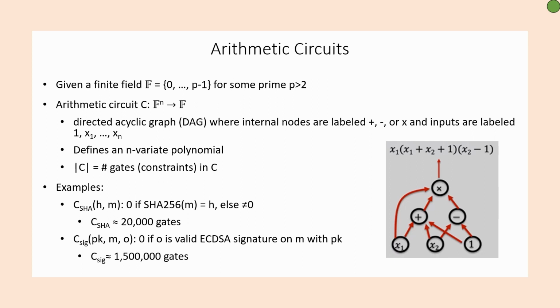Let's look at two examples of arithmetic circuits. The first is C-SHA, which is a circuit for verifying the SHA-256 hashing algorithm. C-SHA takes a hash h and a message m, and returns 0 if SHA-256 of m is equal to h. Otherwise, it returns non-zero. Implementing C-SHA would take about 20,000 gates. The second is C-SIG, which takes a public key pk, a message m, and a signature σ. C-SIG returns 0 if σ is a valid signature on the message m with pk. The size of C-SIG is about 1.5 million gates.